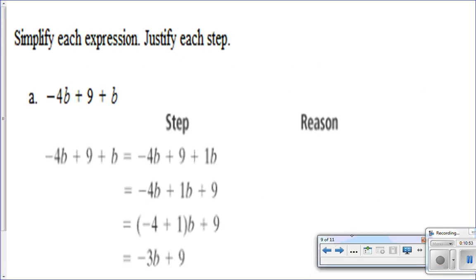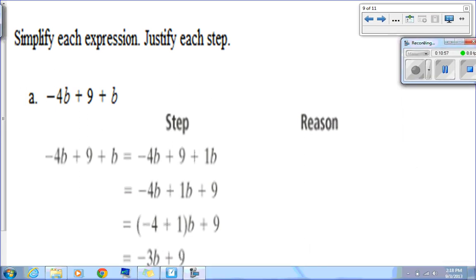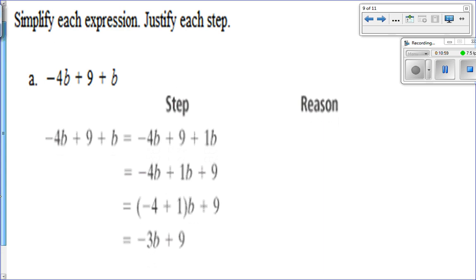Alright, so another thing we're going to have to do is solve an algebraic expression and simplify it, but sometimes we're going to have to justify each step, meaning give the property that is happening in each step. So, in this example, I have negative 4b plus 9 plus b. If you want to try this on your own, where you write down what is happening in each step, which property, pause it right now and give it a shot. If you're not sure, just follow along.